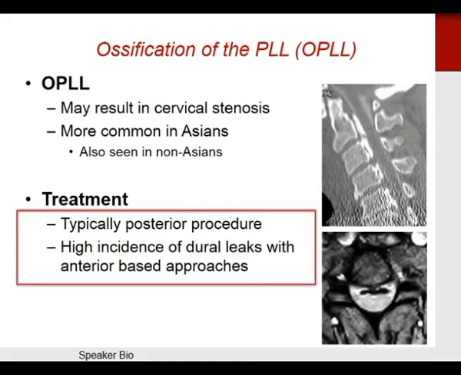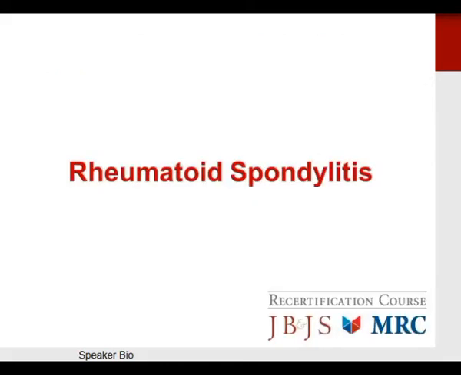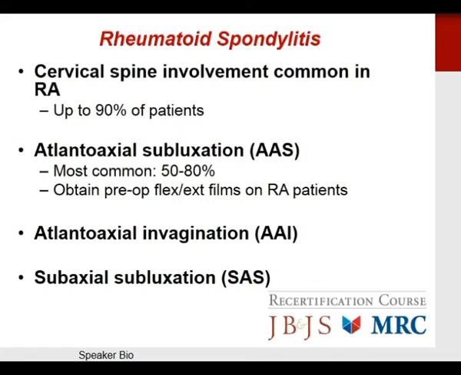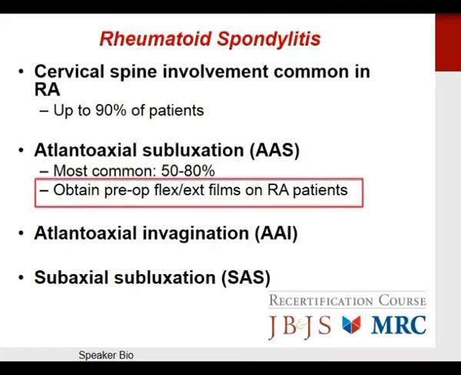Rheumatoid arthritis is becoming less and less common with new DMARD medications, but in patients with rheumatoid arthritis, up to 90% can have cervical spine involvement. The most common involvement is atlantoaxial subluxation, occurring in up to 80% of patients. The importance here is obtaining preoperative radiographs. If patients are undergoing hand surgery or joint reconstructions, they should still have a cervical evaluation. Obtaining flexion extension radiographs on the lateral view can help determine instability at the C1-C2 junction.